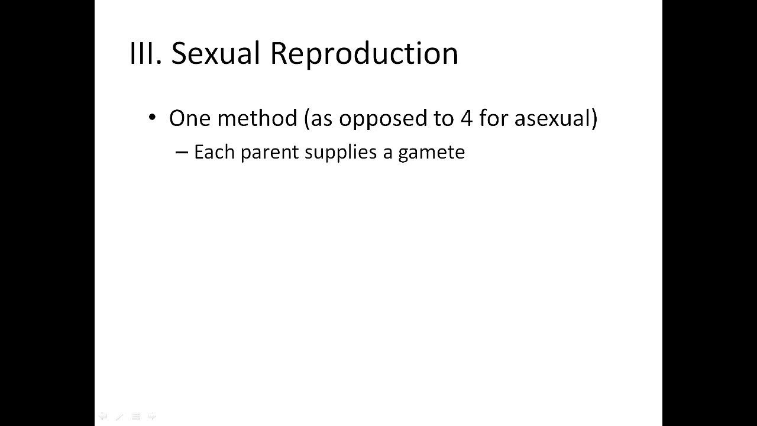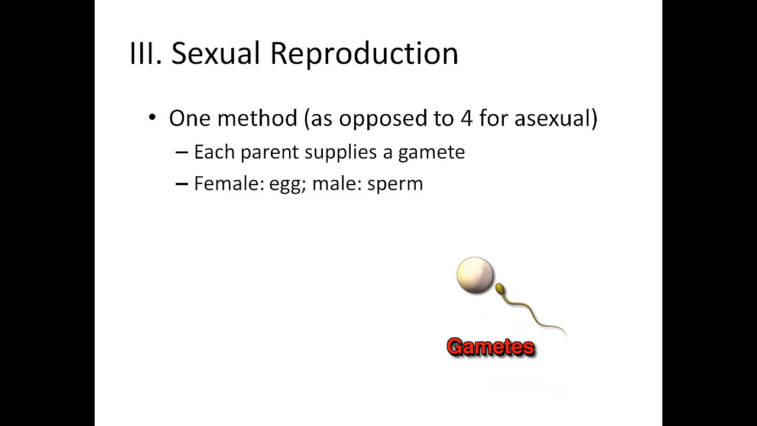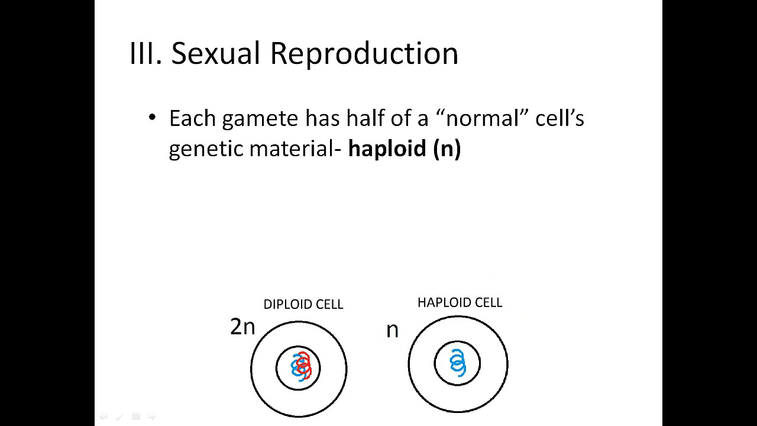There is only one way to go about sexual reproduction, as opposed to the four different ways we just discussed for asexual. In terms of sexual reproduction, each parent supplies a gamete, so the female supplies an egg, and the male supplies a sperm. The gametes, when they meet up, fuse. The nucleus of each gamete, because these are cells, combines and begins to develop into a new organism. Each gamete, now we talked about these words before, has half of a normal cell's genetic material. It's haploid. If you look in the picture below, very simple diagram, a diploid cell has the normal amount of DNA, the double number.